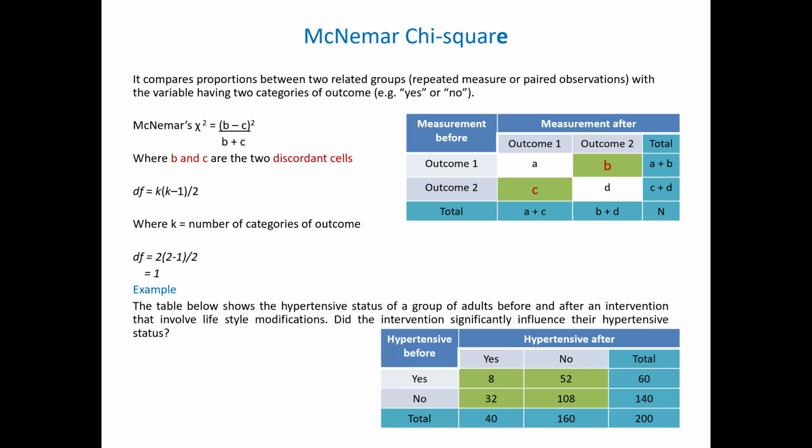Let me come back. In the first diagram, I labeled green B and C. You will see B and C are the discordant cells. A and D are concordant cells. Concordant means that this person was hypertensive before and is still hypertensive after, or this person was not hypertensive before and is still not hypertensive after. That is concordant. So it doesn't change, so it's not part of your calculation.